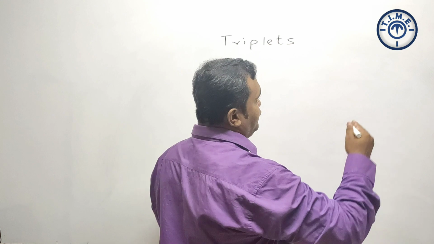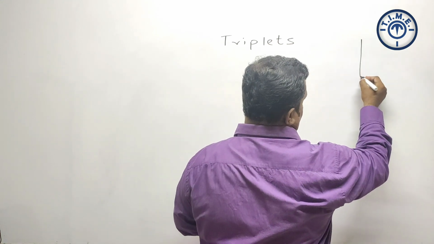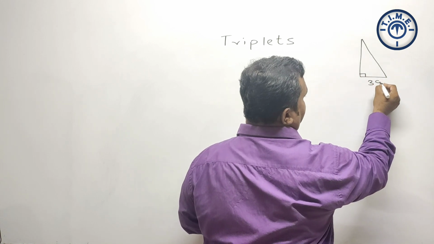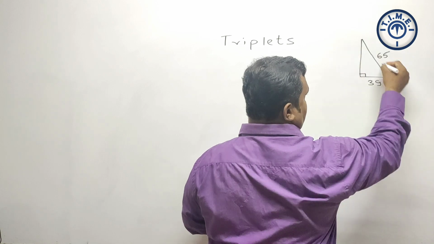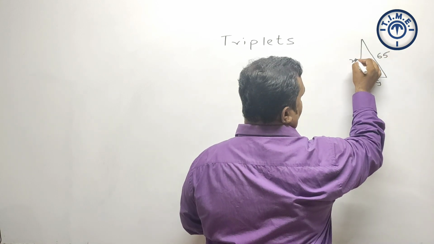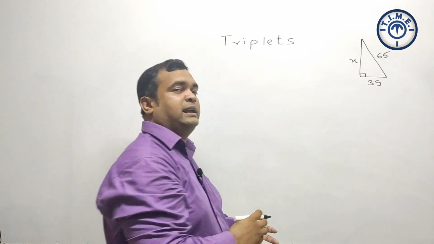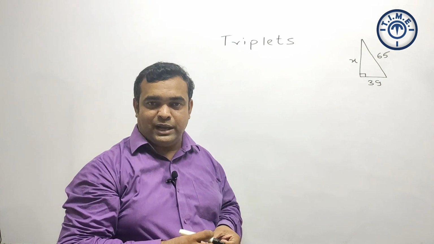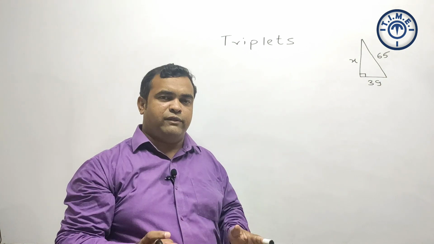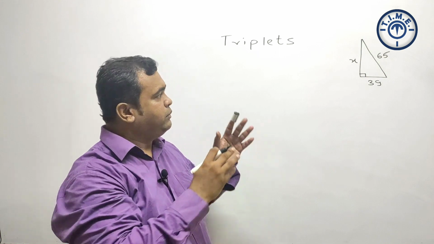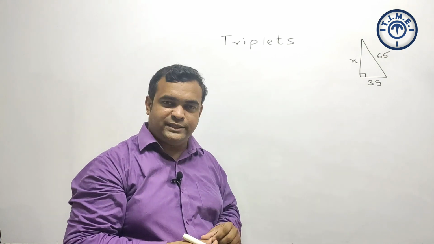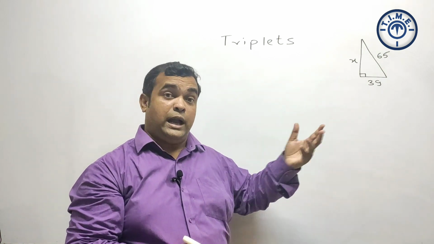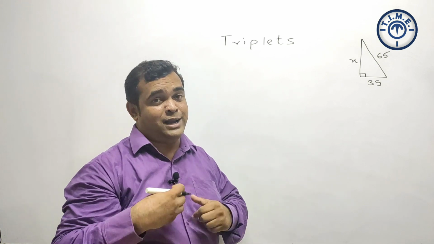Now suppose I give you a question something like this. This is a right angle triangle. This side is 39, the longest side, that is the hypotenuse, is 65. I want to find out the third side of the right angle triangle, that is x. Most of you will say, I know the Pythagoras theorem, I can find it using the Pythagoras theorem. So first you pause the video, use the Pythagoras theorem, and find the value of x. After that I will give you a technique to find the value of x, and you find it yourself first because you want to check whether my answer is correct or not.